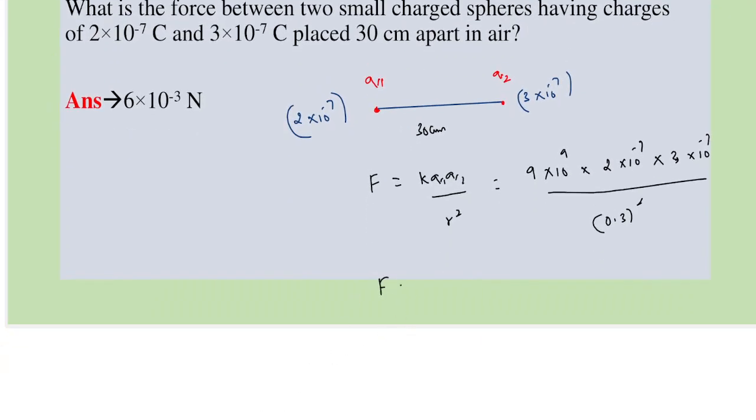So F is equal to 9 into 6 into, that is 2 into 3 is 6, and powers here would be 10 power minus 14 plus 5 plus 9, that will be 10 power minus 5, by 0.3 square, which we can write as 9 into 10 power minus 2. So from here, this term gets cancelled, and what remains would be the force, which is 6 into 10 power minus 3 Newton. That's the required answer.